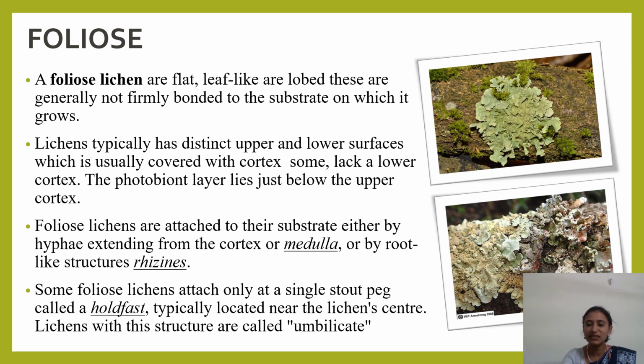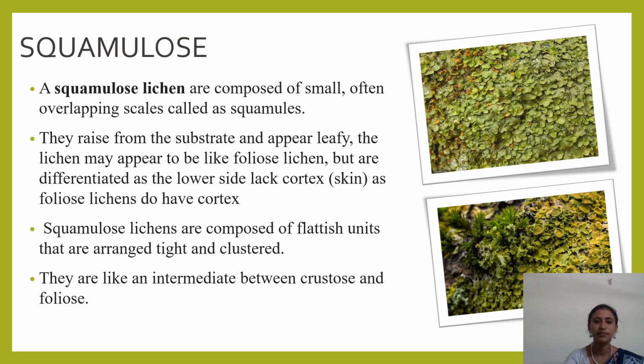So to easily understand, foliose lichen is a leaf-like structure which is firmly attached to the substrate. It can be attached by rhizines, which are root-like structures, or through a holdfast, which is found at the center of the lichen, called umbilicate. You can easily identify foliose lichen as a papery, leaf-like structure. These are used in the culinary food of Indian culture also. We will look over the economic importance of this lichen.